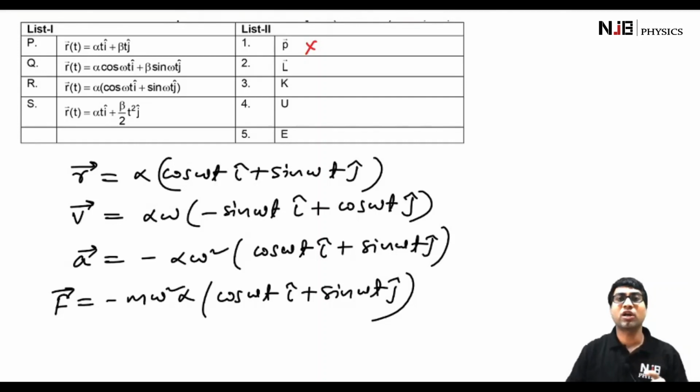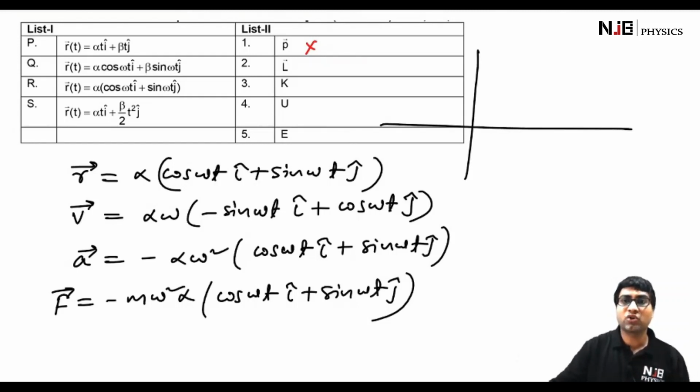But let's talk about the angular momentum, and for that we know that we have to find out the torque about the origin. And for that, let's imagine that this is the coordinate axis and this is the particle that you have. And what is the force experienced by this particle?